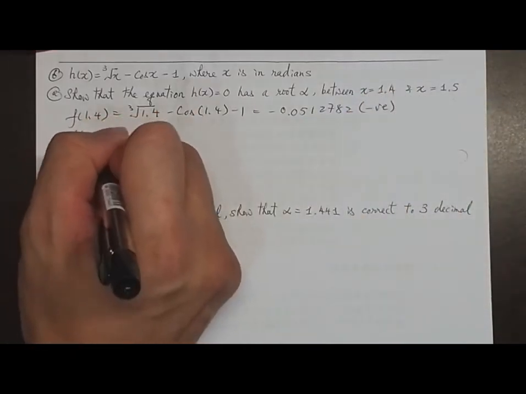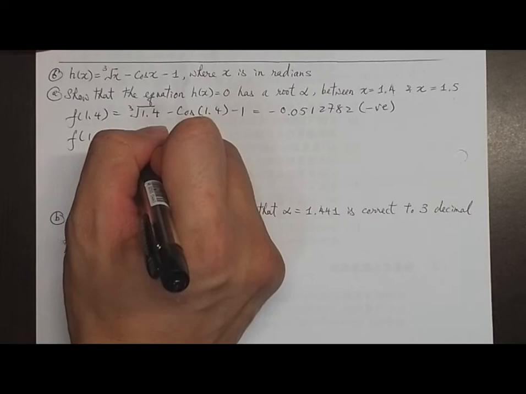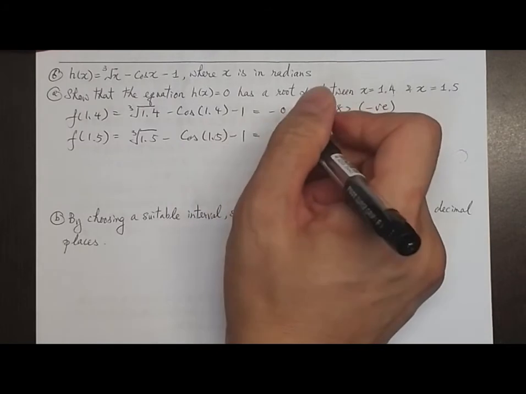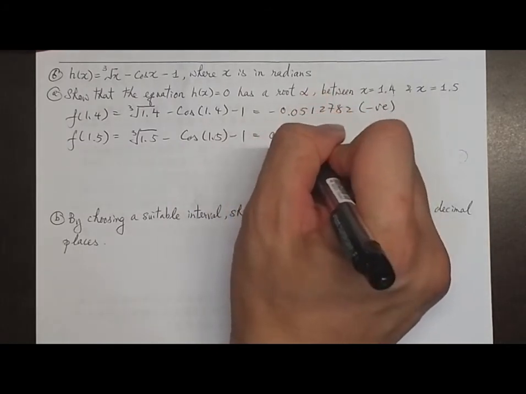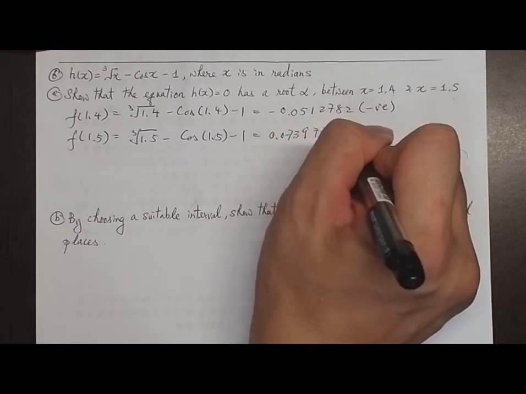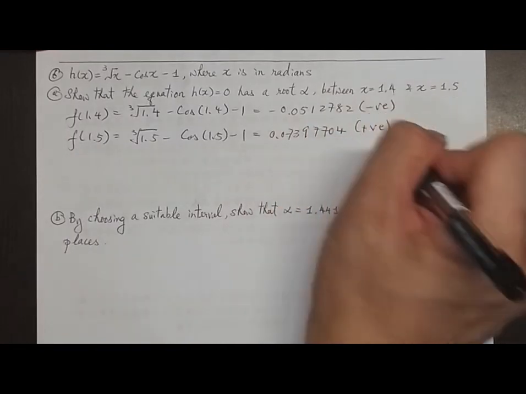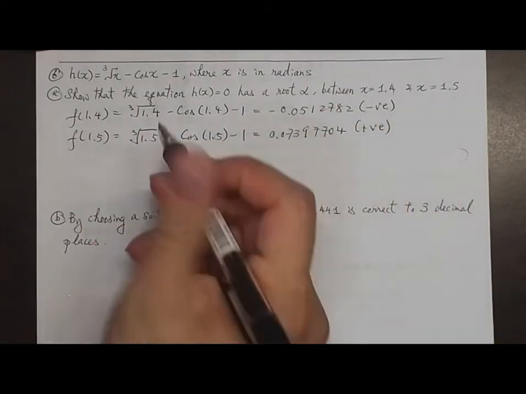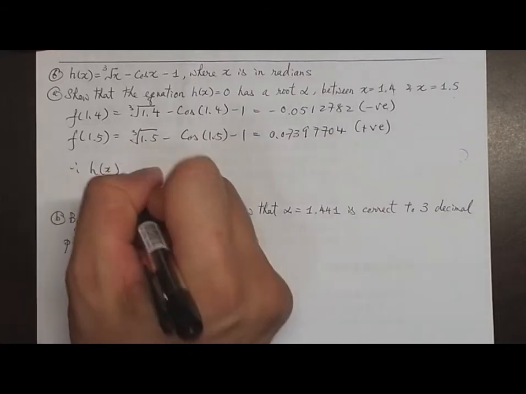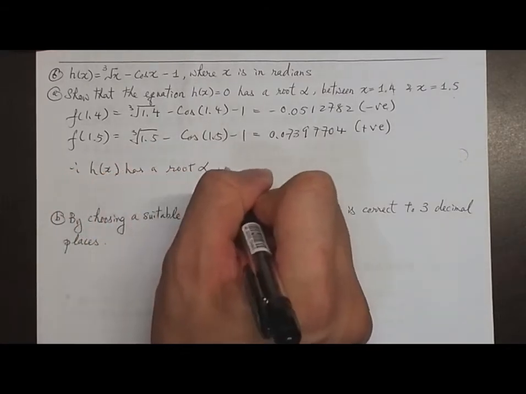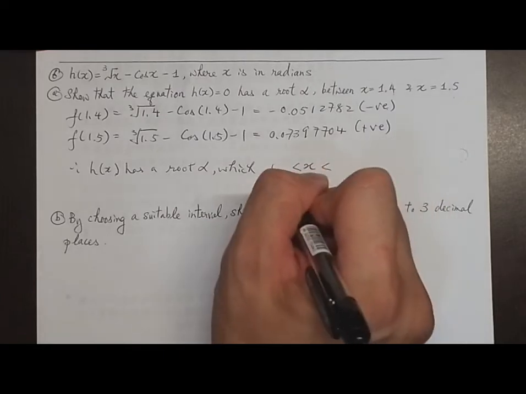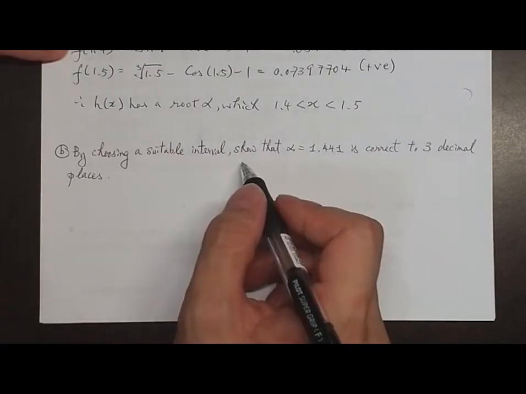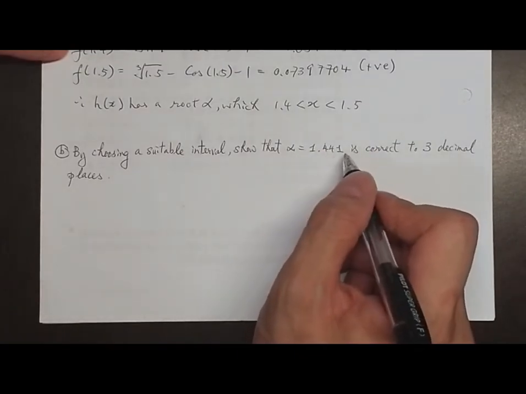So we substitute 1.5: cube root of 1.5 − cos 1.5 − 1 equals 0.07397704, and this is a positive value. So it's positive and negative values, there is at least one root between them. Therefore, h(x) has a root alpha in the range of 1.4 and 1.5.